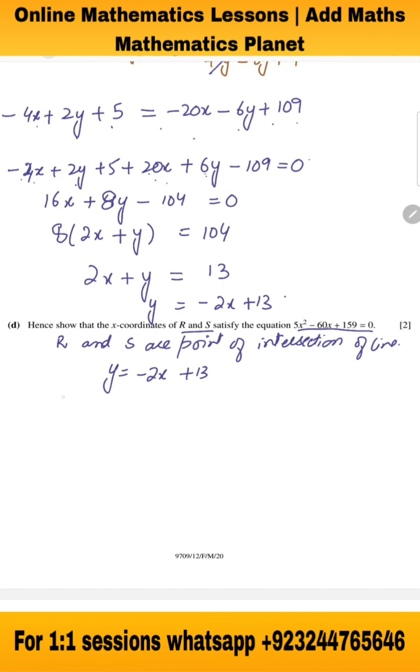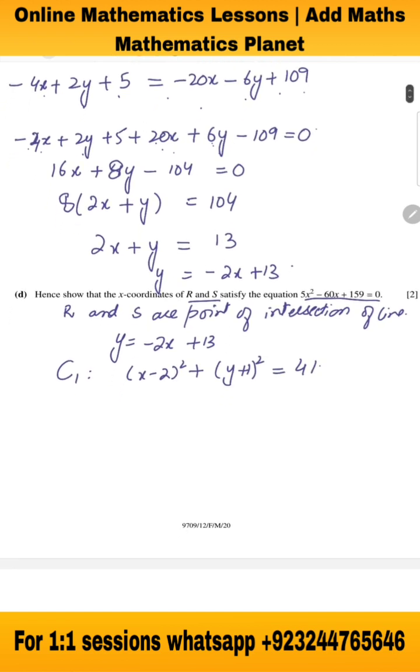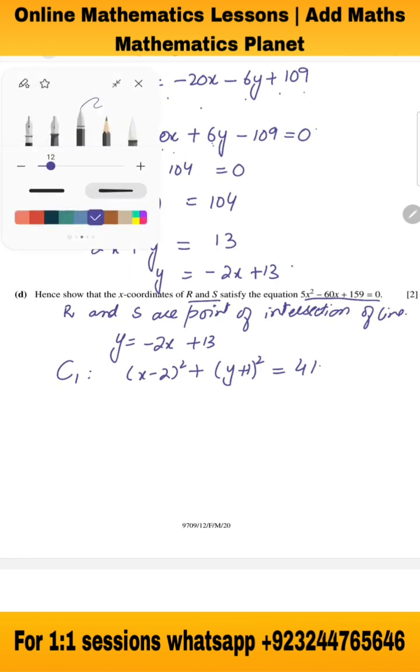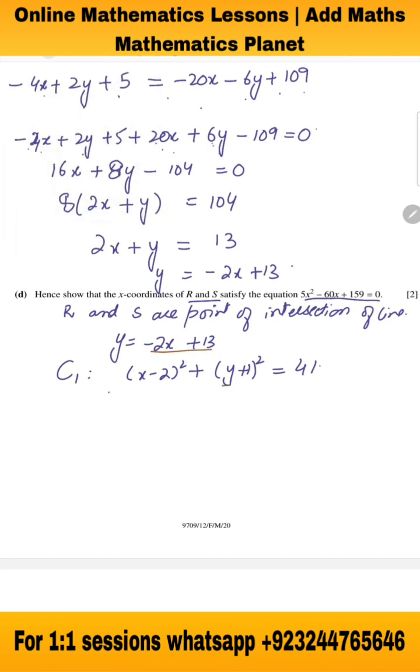So the equation of the circle C1 would be (x minus 2) whole square plus (y minus 1) whole square is equal to 41. Because we have to show that the x coordinates of R and S satisfy the equation, we have to make this equation in x, so we will put the value of y equal to minus 2x plus 13 here. We will substitute this value to get the equation in the x coordinate.